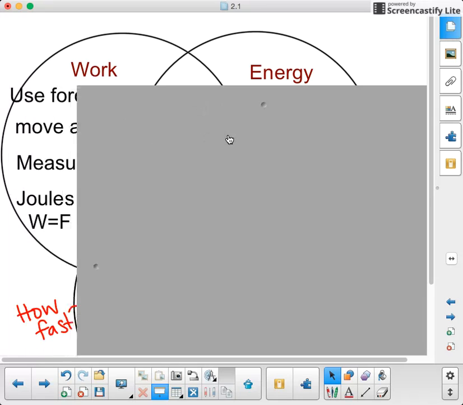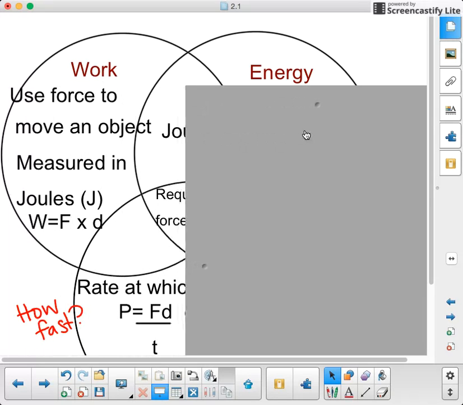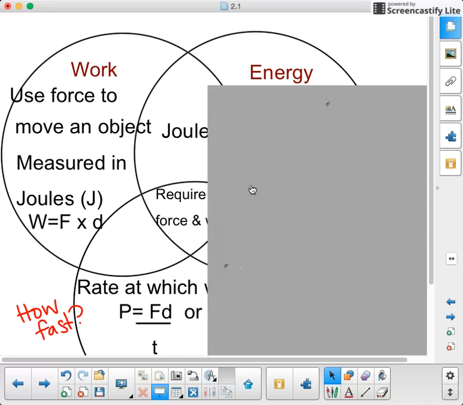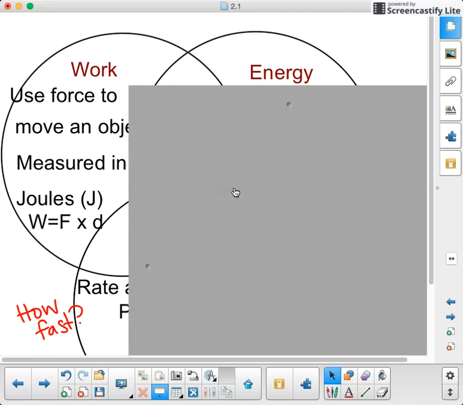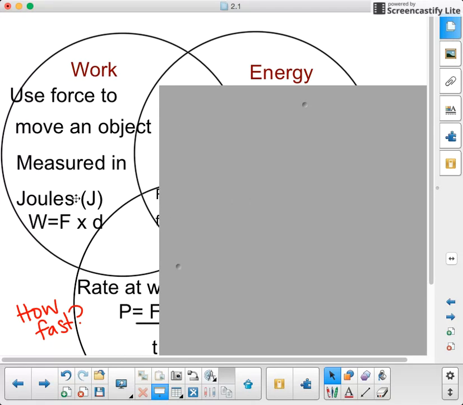We'll look at work first. Work is the use of force to move an object. It's measured in joules. That's how this word is pronounced. It's abbreviated with an uppercase J. The equation we use to calculate work is W, uppercase W, equals F, force, times distance.